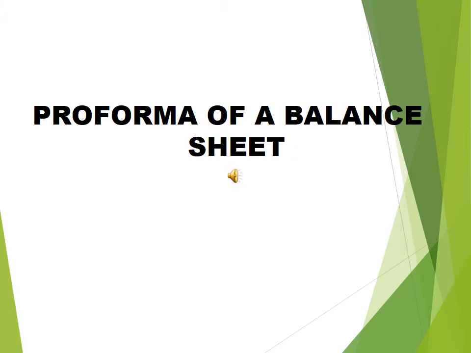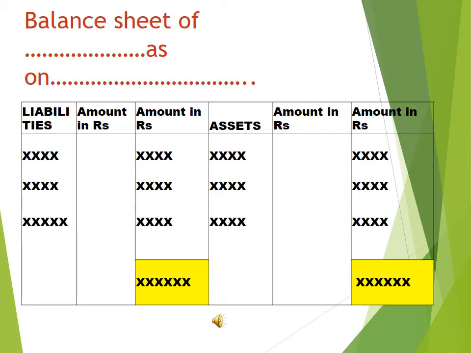Now let us learn the pro forma of a balance sheet. The first statement in the pro forma is the balance sheet of dash as on dash. Then comes liabilities. Left hand liabilities, amount in rupees, amount in rupees. Assets, amount in rupees, amount in rupees.